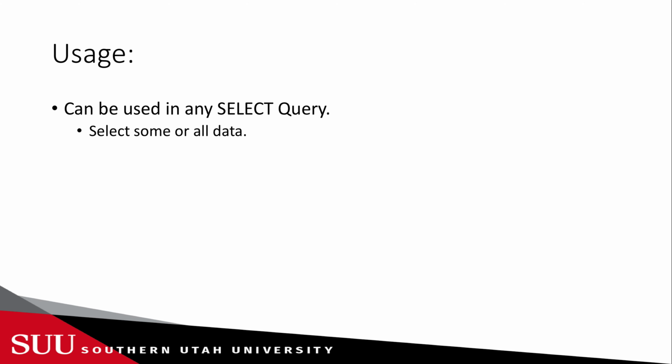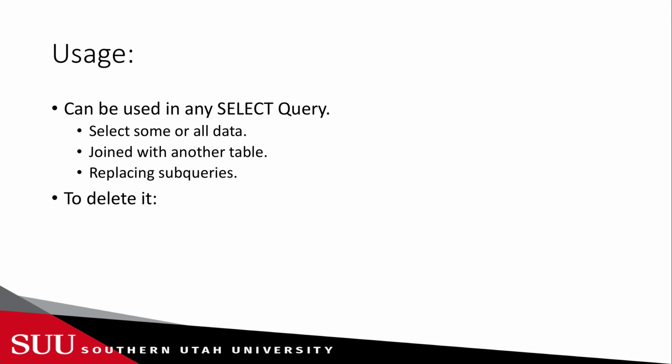Now, how can we use that view? We can use it in a select query, in any select query actually. So we can select some of the data from that view or all of the data that's in that view. We can join it with another table, so we can pretend that this view is another table and use it in a join query. We can replace subqueries with this, so instead of having the subquery there, we just supply the view. And to delete it, it's pretty simple. It's just drop view and then provide it with the view name.